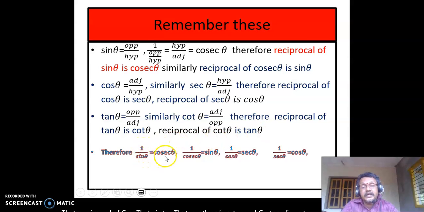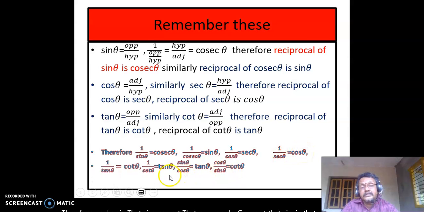Therefore 1 by sin theta is cosecant theta, or 1 by cosecant theta is sin theta. 1 by cos theta is secant theta, 1 by secant theta is cos theta. 1 by tan theta is cot theta, 1 by cot theta is tan theta.